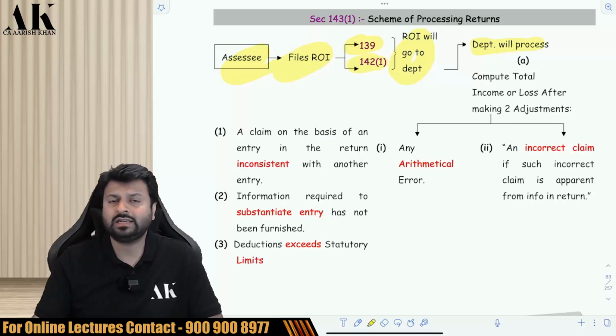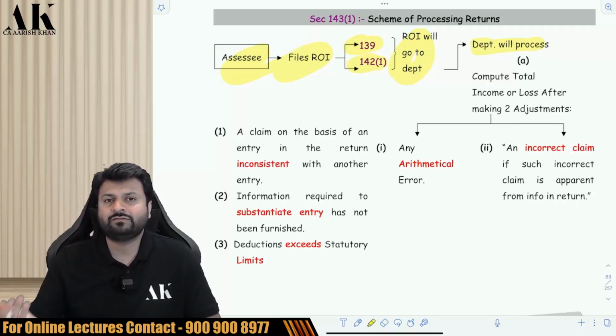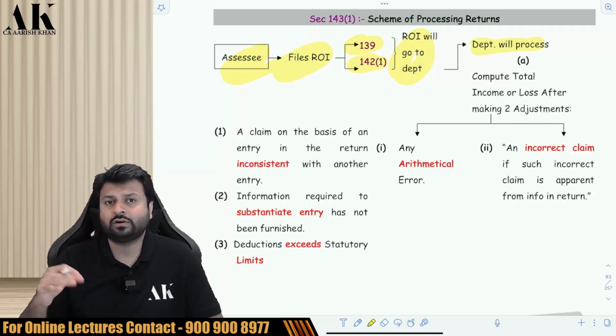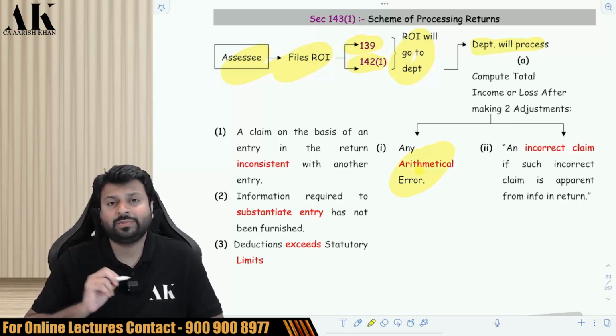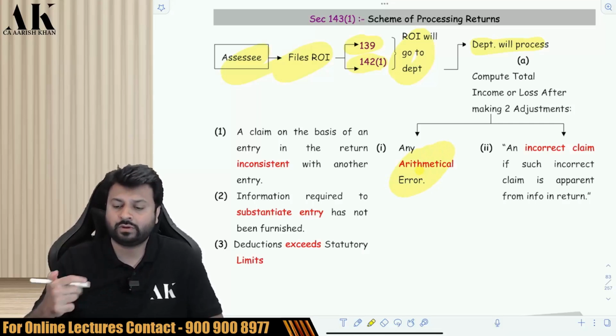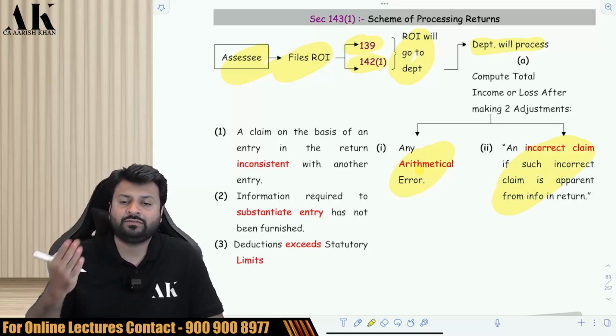While processing the return, the department, that is the software, will find some mistakes. What kind of mistakes will the software find? The software will find some mistakes and will recompute your total income and total loss. What kind of mistakes will the software identify? First is an arithmetical error. If there is any arithmetical error, the software will identify that. Second, if there is some incorrect claim apparent from any information in the return.